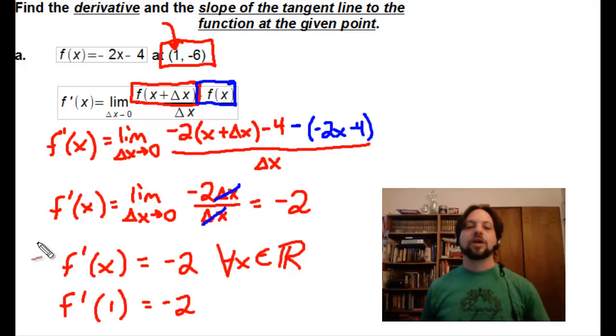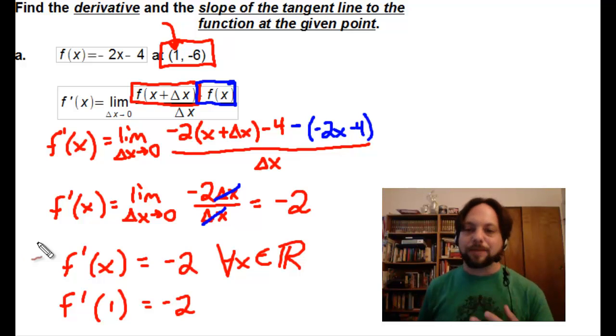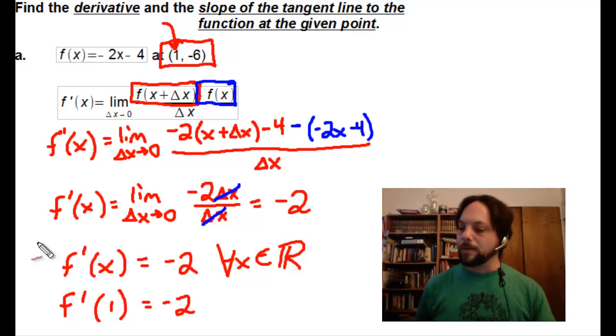No big deal. So let's move on to an example that actually does have us doing math. In example B, we'll take a look at a second degree polynomial here, and it'll be a lot more fun and exciting than example A.